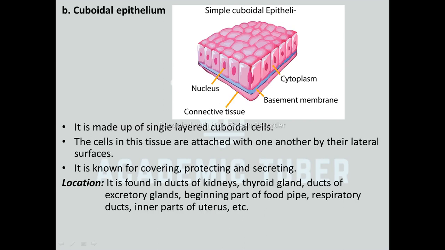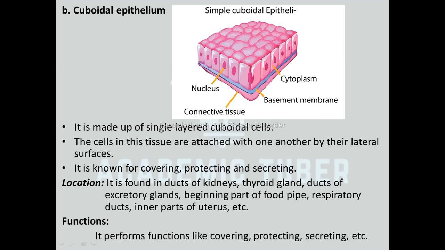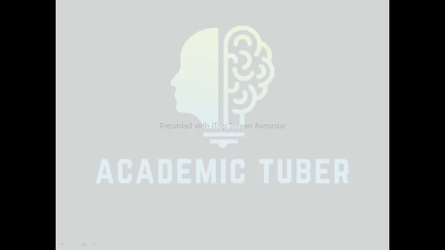Location: it is found in ducts of kidneys, thyroid gland, ducts of excretory organs, beginning part of food pipe, respiratory ducts, inner parts of uterus, etc. The major functions of cuboidal epithelium are covering, protecting, secreting, etc.